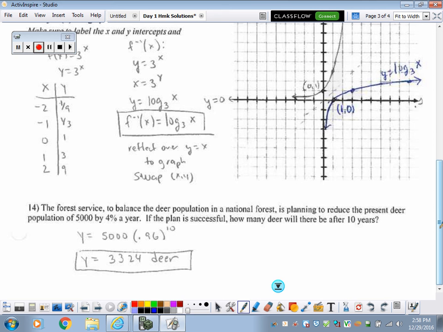In 10 years, the number of deer should go down from 5,000 to 3,324. Please pass this in to the substitute, which I will, at that point, when I get them, I will grade them. Give yourself a grade using the red pens that you have, just like always. Pass them in, make sure that your initials or your name is on the second page in case it gets separated.